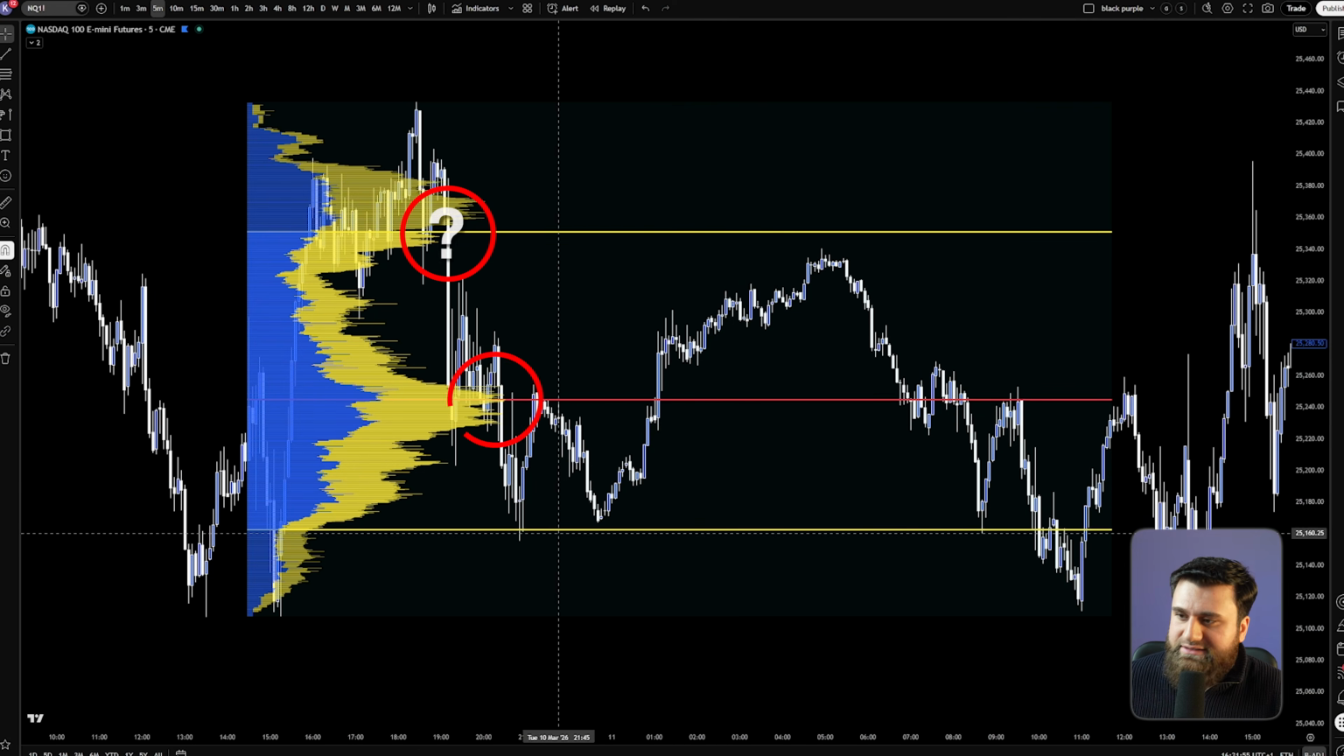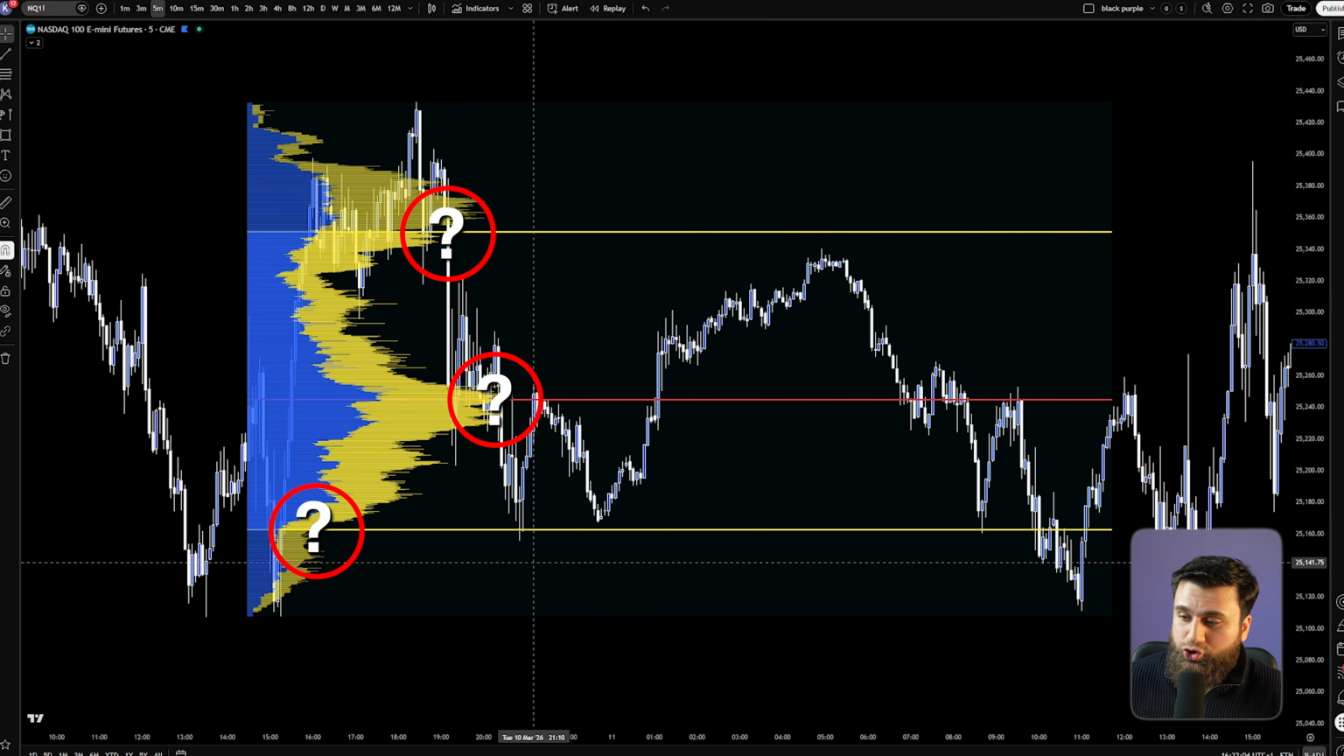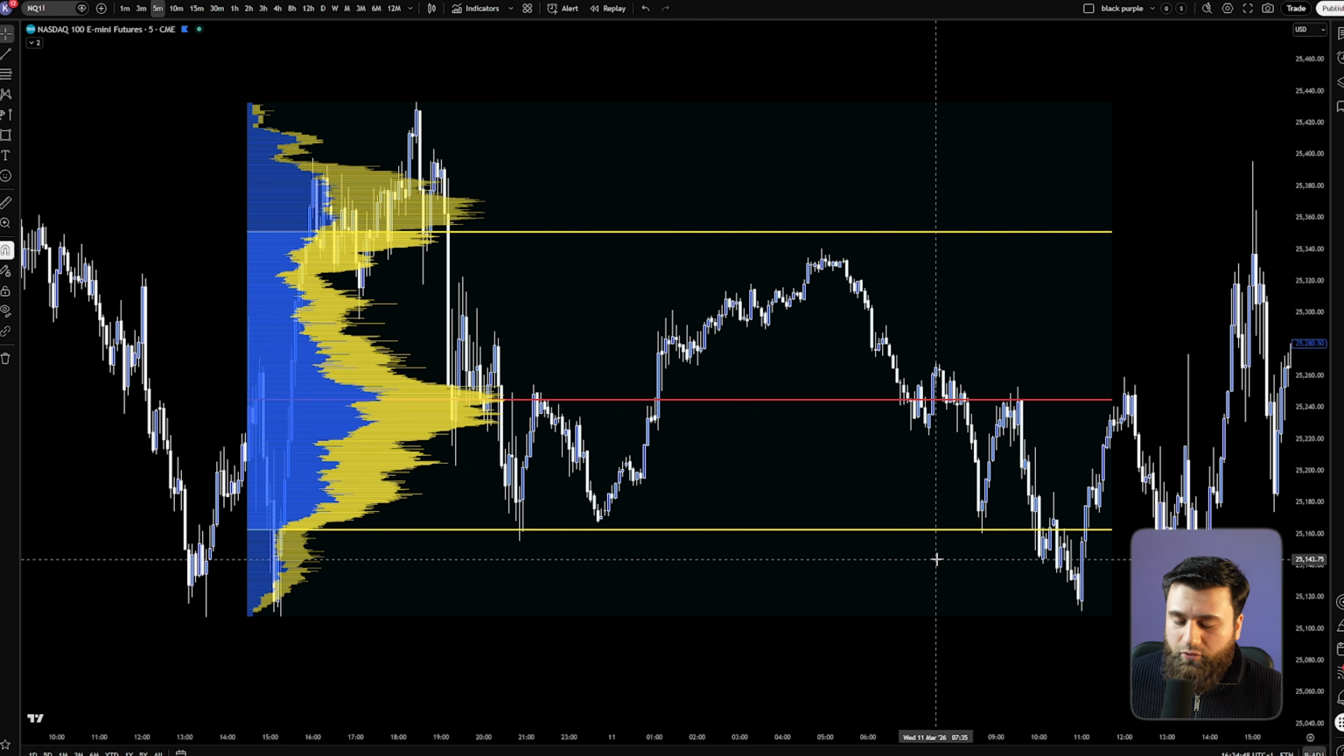So let's start with the basics before we get into the actual trading. The volume profile, guys, is a versatile tool that many traders use. It's a very precise tool to show you the volume on your chart. So let's get right into it.